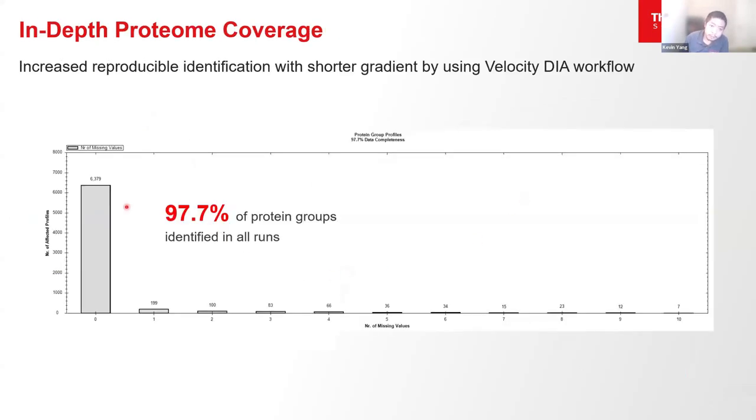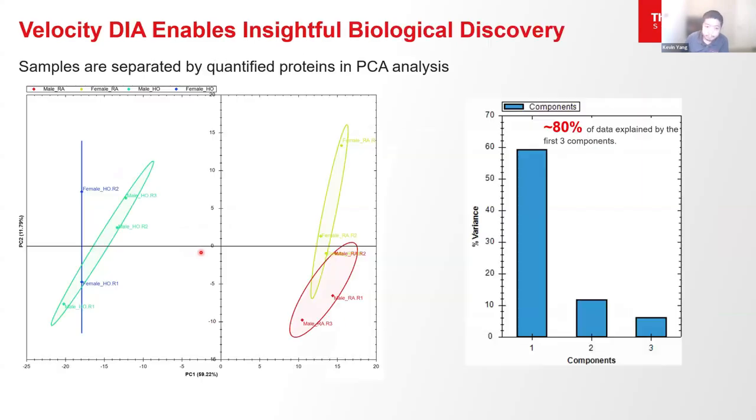So first, we were able to identify over 6,000 proteins in this study, and among them, 97.7% of protein groups were identified in all runs. So that is the reproducibility you can get when running the LFQ DIA workflow on an Orbitrap instrument.